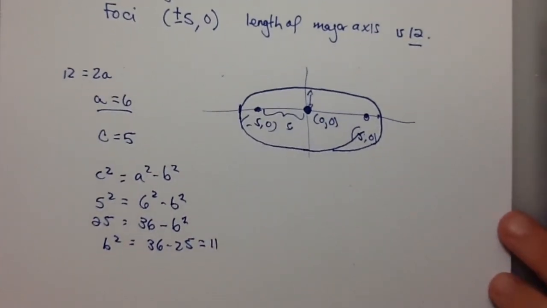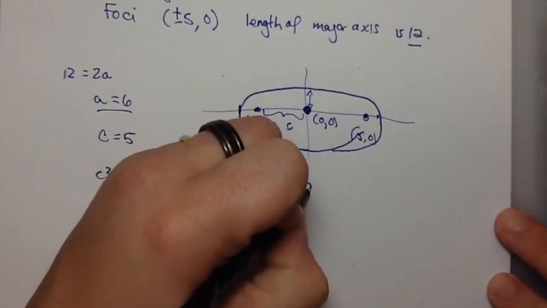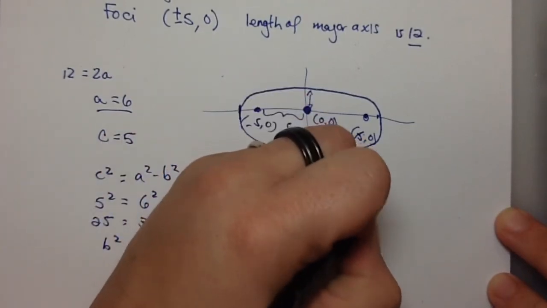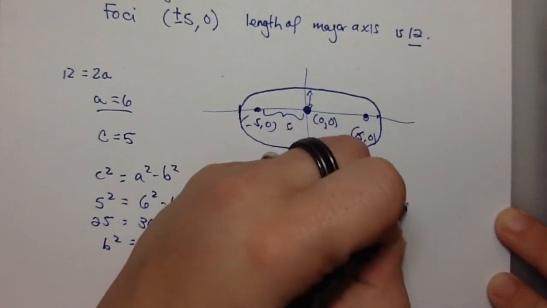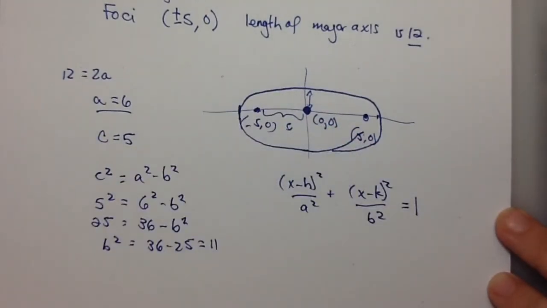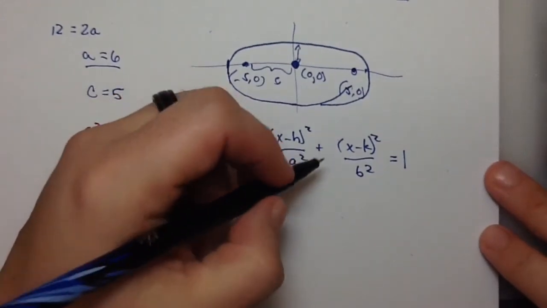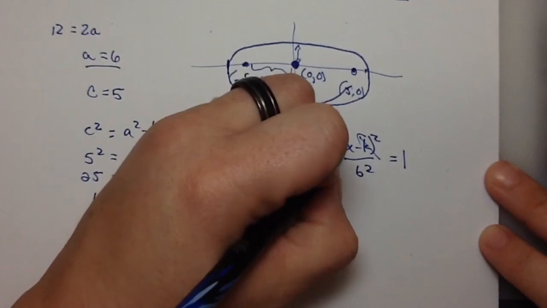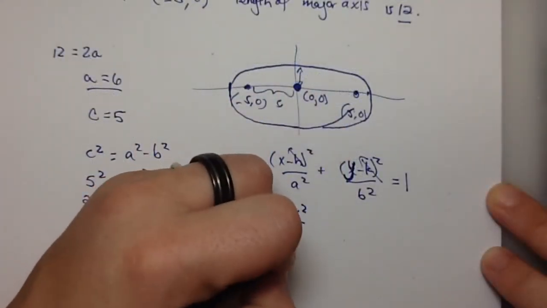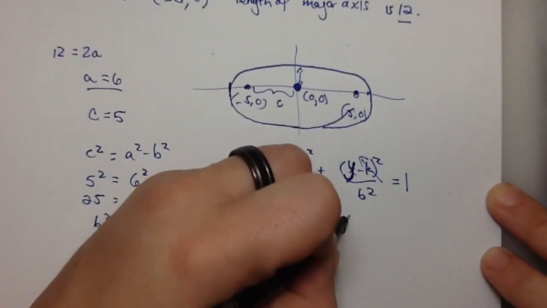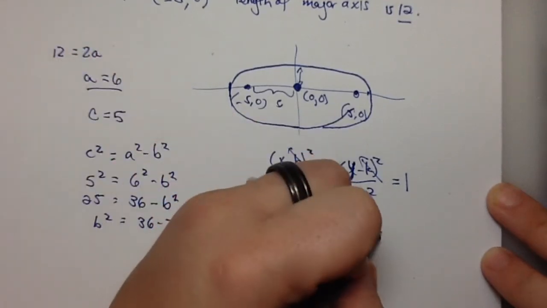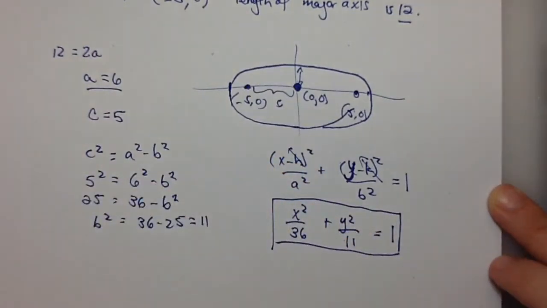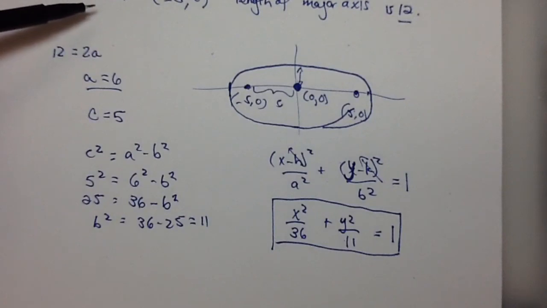So our equation then becomes (x minus h) squared over a squared plus (y minus k) squared over b squared equals 1. So that's our general ellipse equation. So now we're going to be putting in our details. So h is 0, k is 0. X squared over 36 plus y squared over 11 equals 1. And that is the equation of the ellipse that satisfies these conditions.